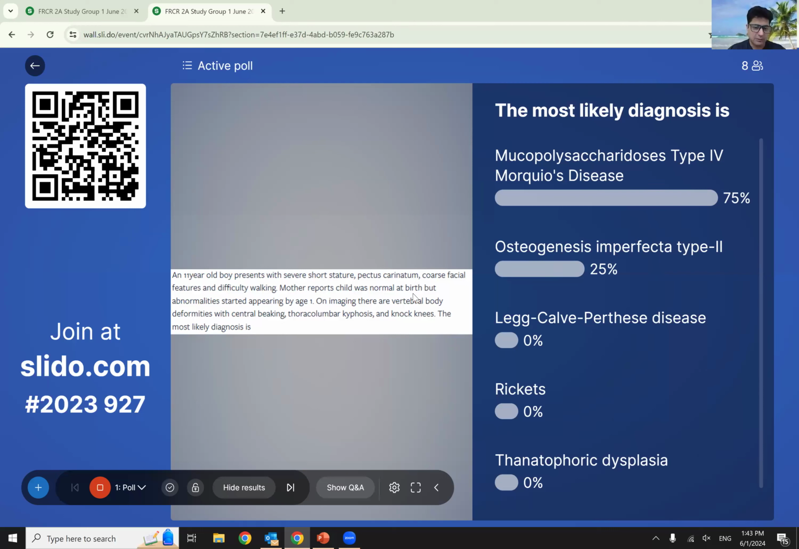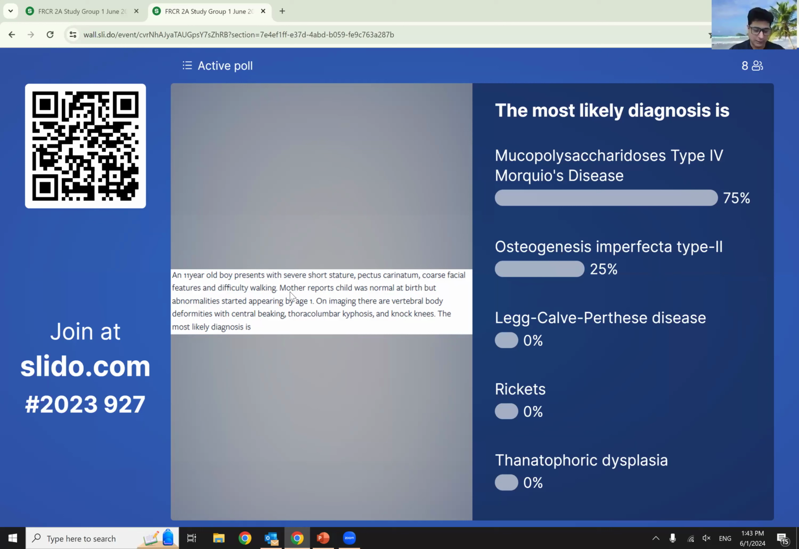The mother reports the child was normal at birth. That is a very unique characteristic of Morquio. They're remarkably normal at birth, but then very rapidly the skeletal dysplasia starts to show up, and by age 1 there's a whole lot of abnormalities. None of the other listed ones have this feature. All of them, except for Legg-Calvé-Perthes, obviously, will have some abnormal appearance.